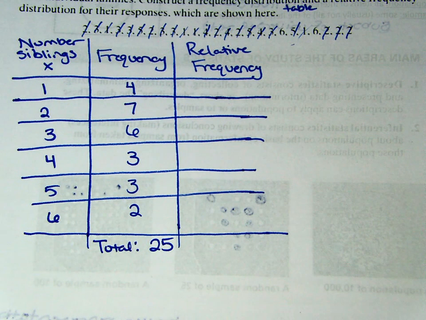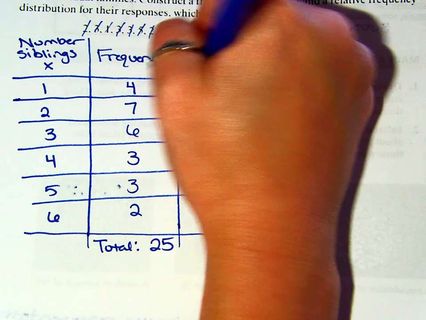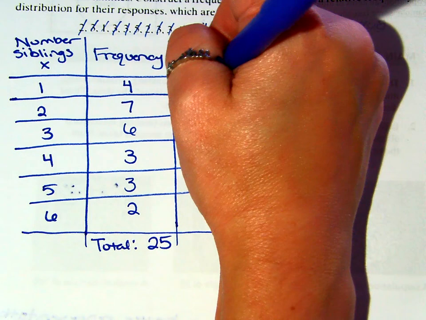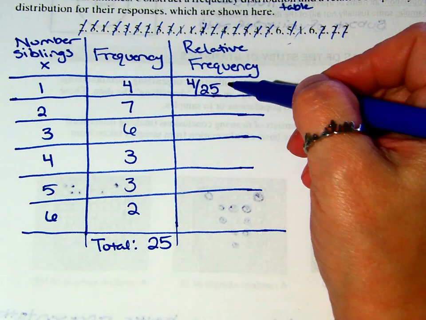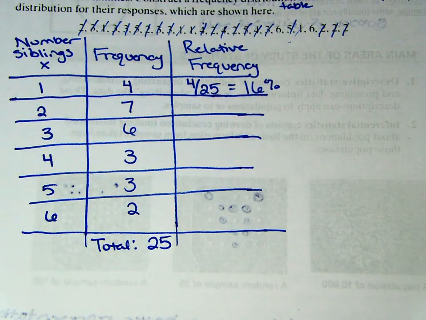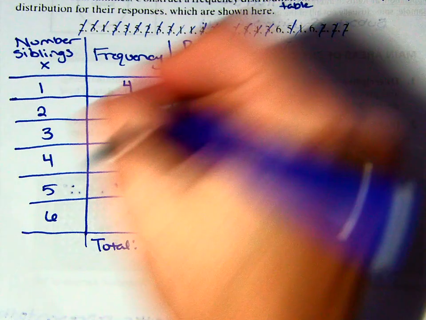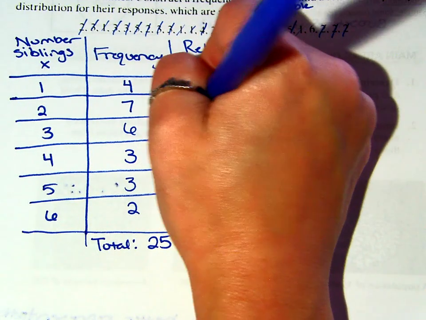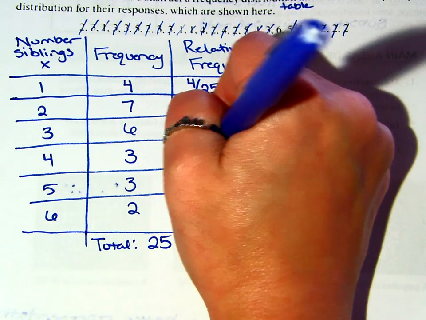So we can see based on that column of our table that the highest frequency fell to 2 siblings and 3 siblings. 7 people had 2 siblings, 6 people had 3 siblings. So now we're going to compare that to the overall class to see the percentage breakdown. What we do is we take our frequency, which was 4, and we put it over the total number of people in the class, which is 25. So if you have to do it fractionally, that's what you would put. If you have to do a percentage, that's 16%. And we're going to do that for everything going down. So 7 over 25, 6 over 25, 3 over 25, 3 over 25, and 2 over 25.